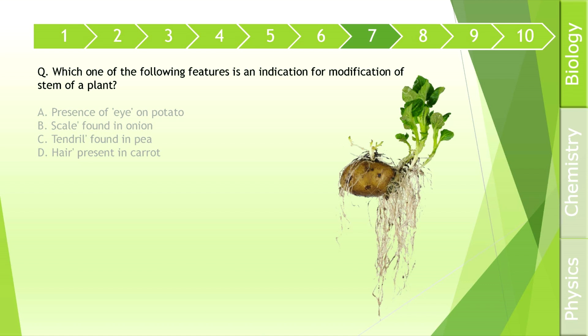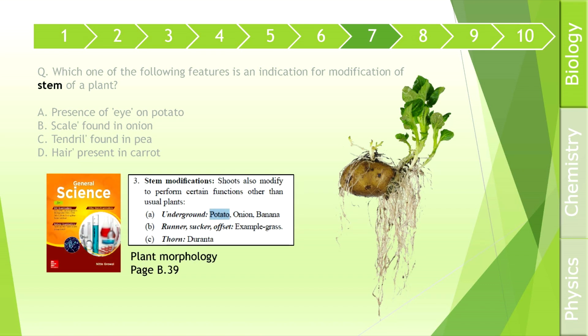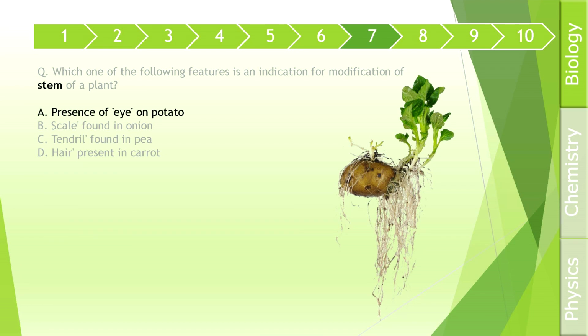Plant modifications is an important topic and it is covered under chapter plant morphology in textbooks. There can be root modifications, leaf modifications, etc. This question, however, concerns stems. And to identify a stem, one rule of thumb is presence of nodes and internodes in it. In the book, I have explained that potato is actually an underground stem, and this directs us to option A, which is our correct answer.